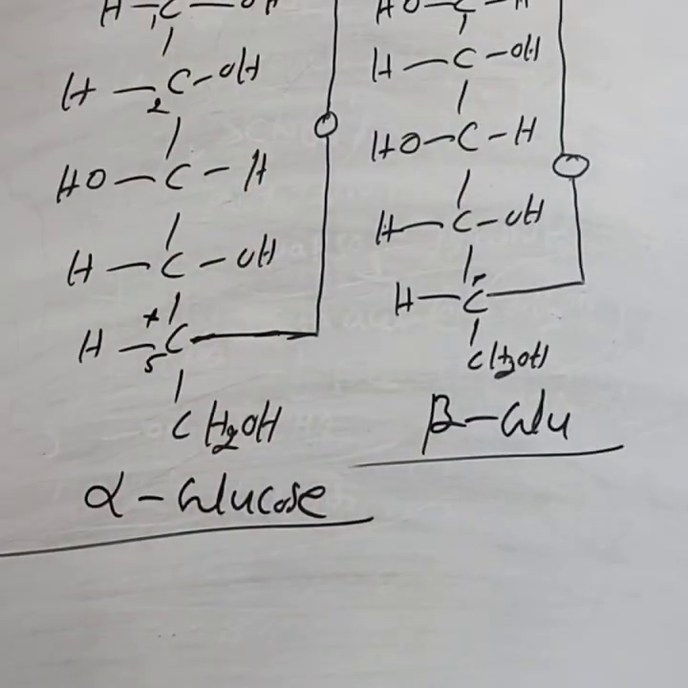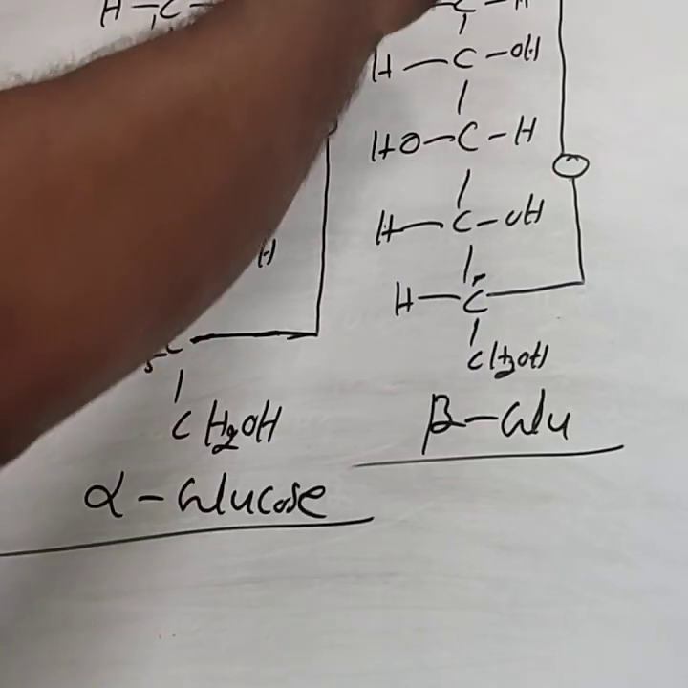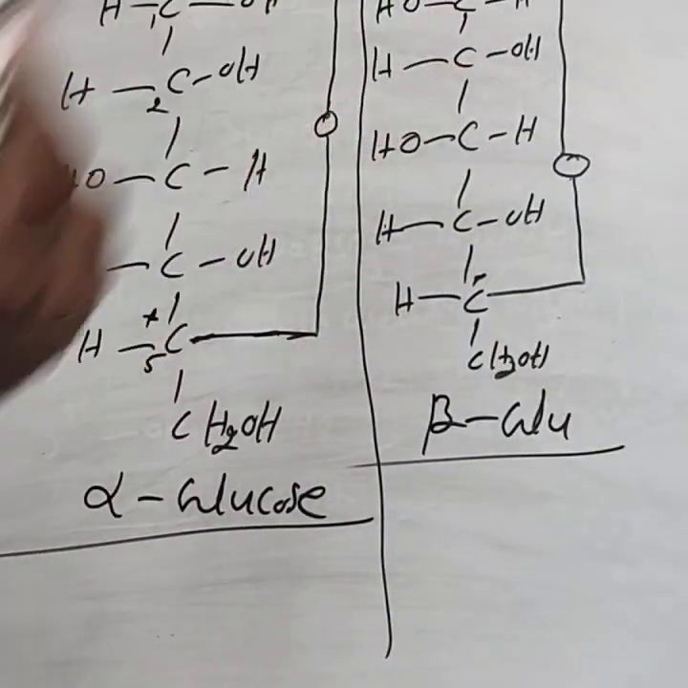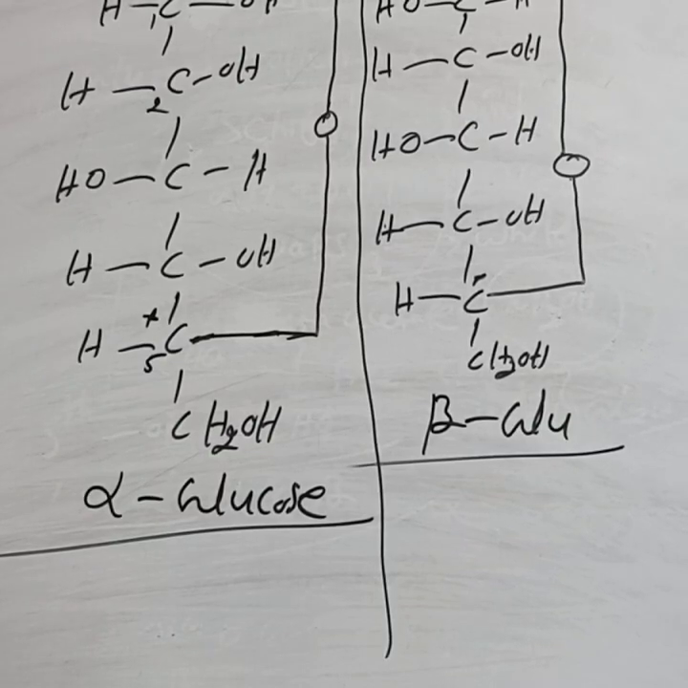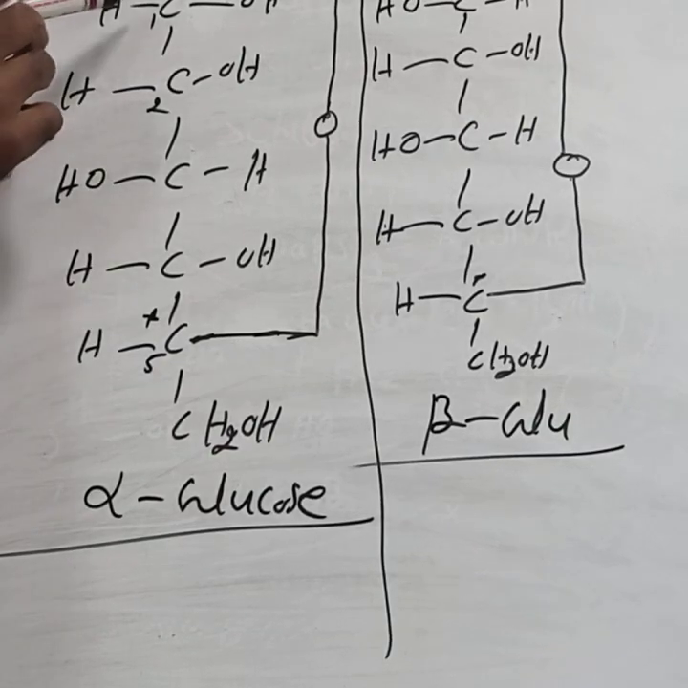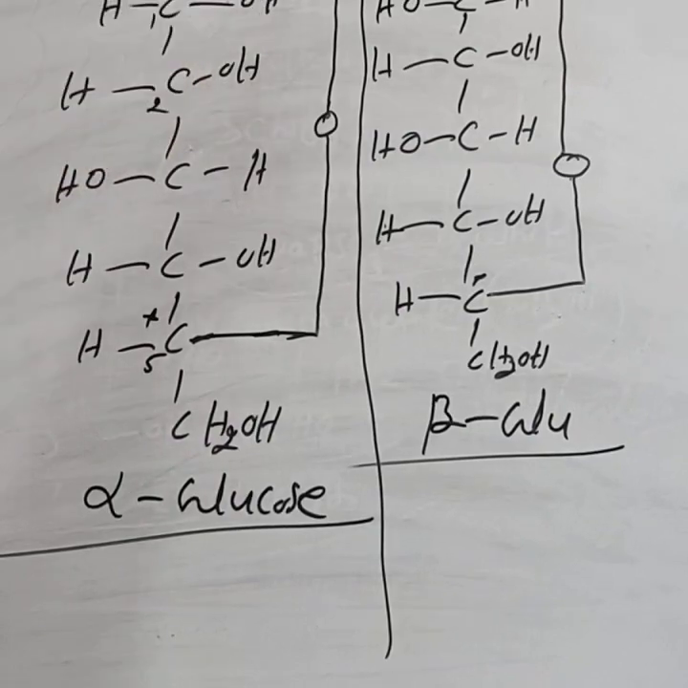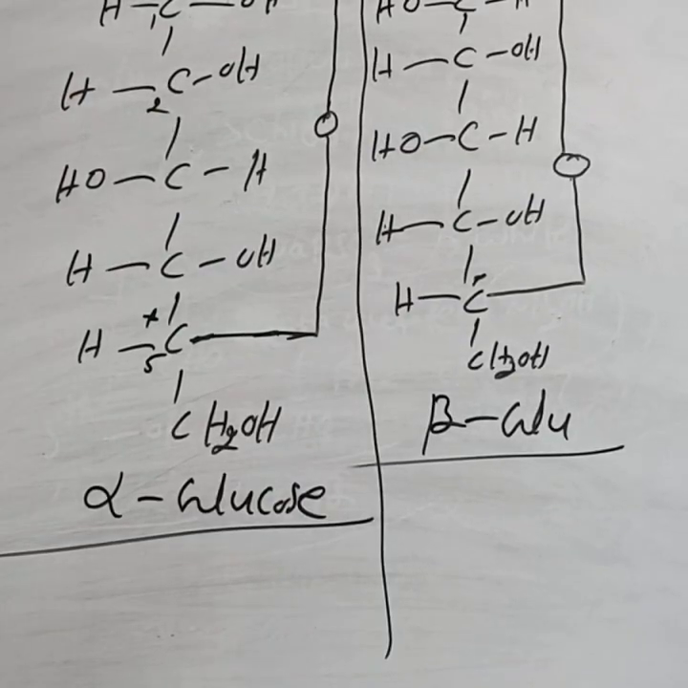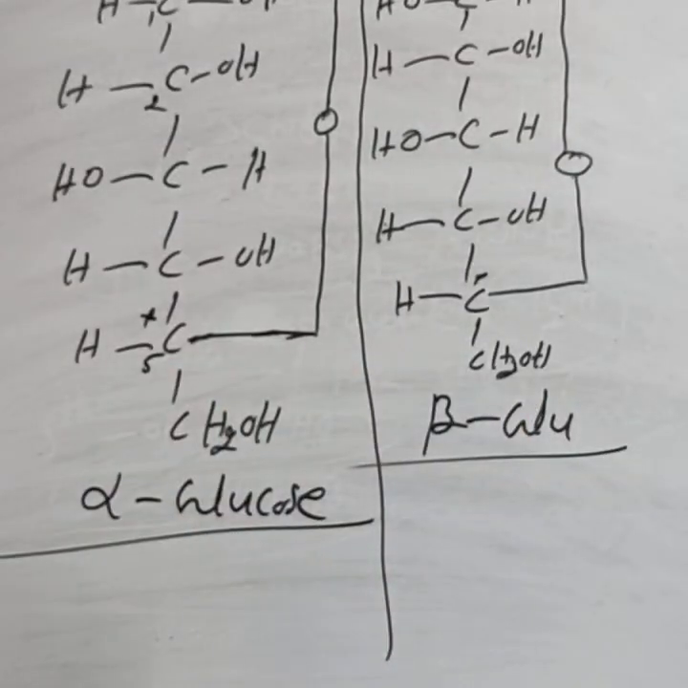These are the two cyclic structures of glucose: one is alpha glucose, and the other is beta glucose. Alpha glucose means that on the anomeric carbon atom, the OH is on the right hand side. If on the anomeric carbon atom the OH is on the left hand side, then it is called beta glucose.